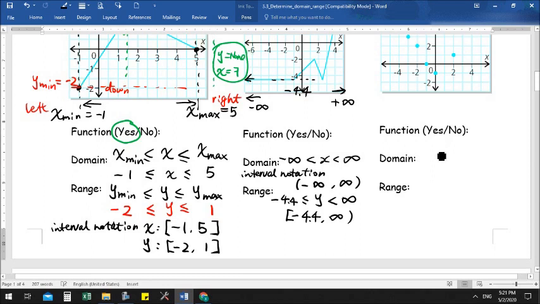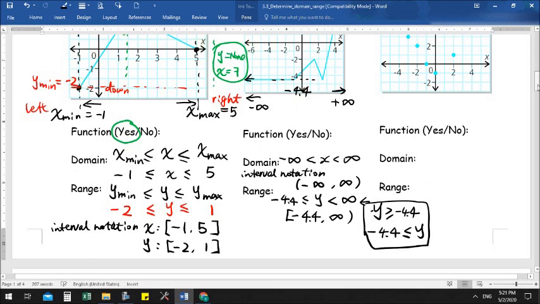And for this inequality notation, you could also just write y is greater than or equal to negative 4.4. You don't need to write negative infinity, or you could write another way: negative 4.4 less than or equal to y. You don't need to write infinity there. The other side, you could keep it open, meaning it keeps going.